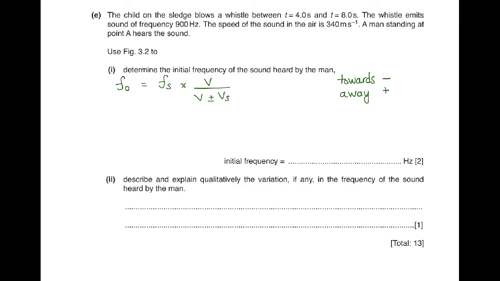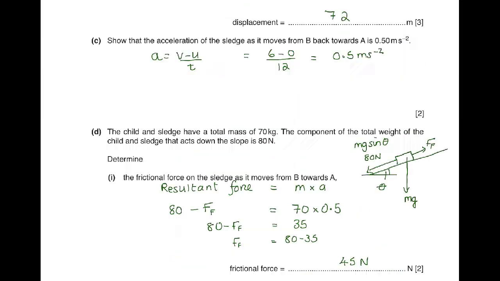So let's do it anyway. So the actual frequency is 900. The speed of sound is 340. And the speed of sound plus Vs, well, this is where we need the graph because we need to see what speed she's going at 4 seconds. Why 4 seconds? Because it says the initial frequency heard by the man. So what does he hear at 4 seconds? So let's just go up and see what speed she was going at 4 seconds.